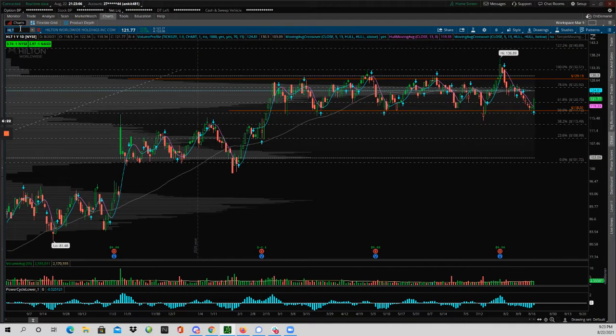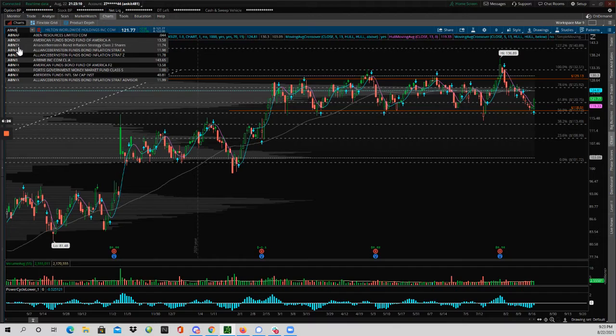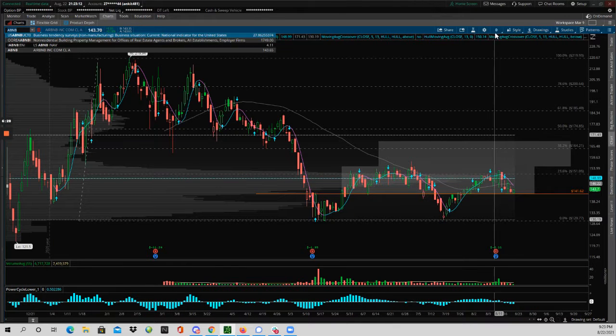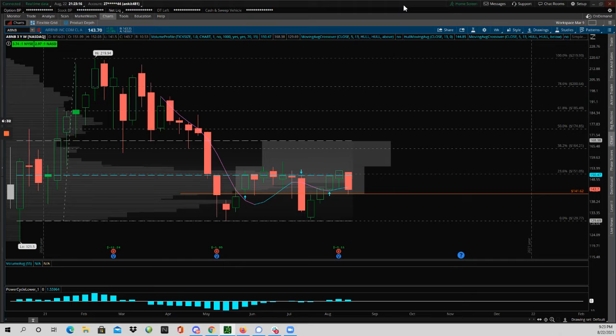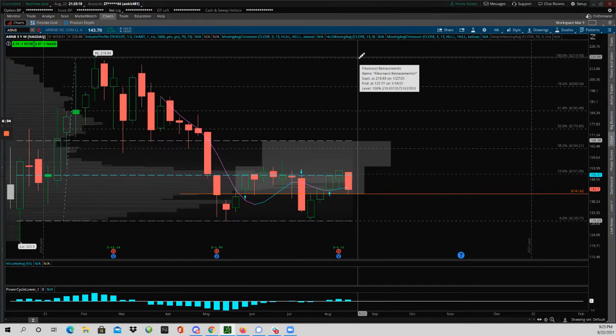The next stock that I would like to talk about is Airbnb. Airbnb is a stock that I have a position in, and just to be fully transparent, I entered this position purely based on technical analysis because I'm a price action trader.